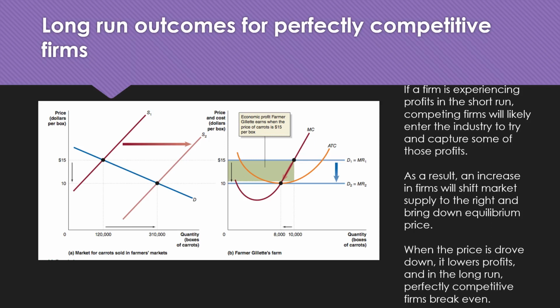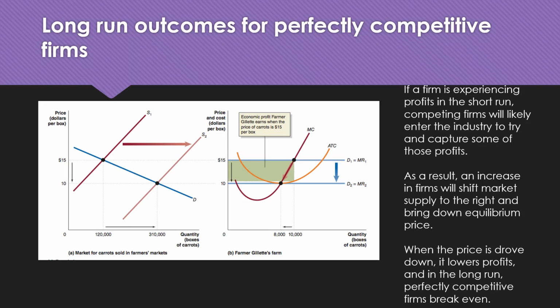And so what ends up happening is that it increases the number of firms producing, which increases the supply for the market, which is going to shift our supply curve from S1 to S2. And when S1 shifts to the right to S2, that's going to create a lower market equilibrium price of $10 instead of $15 for that box of carrots.